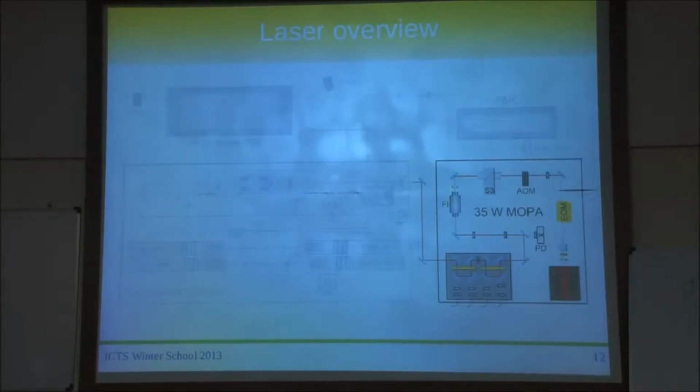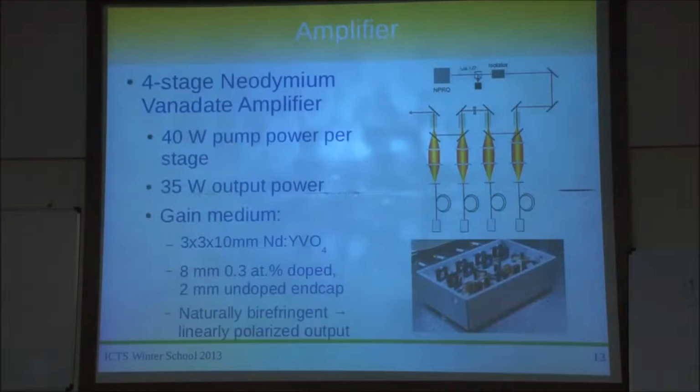So we have to amplify that in this master oscillator power amplifier. And that's a 4-stage neodymium vanadate amplifier in this case. Vanadate has the advantage that it has a good absorption, so it's kind of easy to build an amplifier from that. So that's why this material is picked. And the wavelength where light is emitted is also 1064, so that's perfect for this purpose.